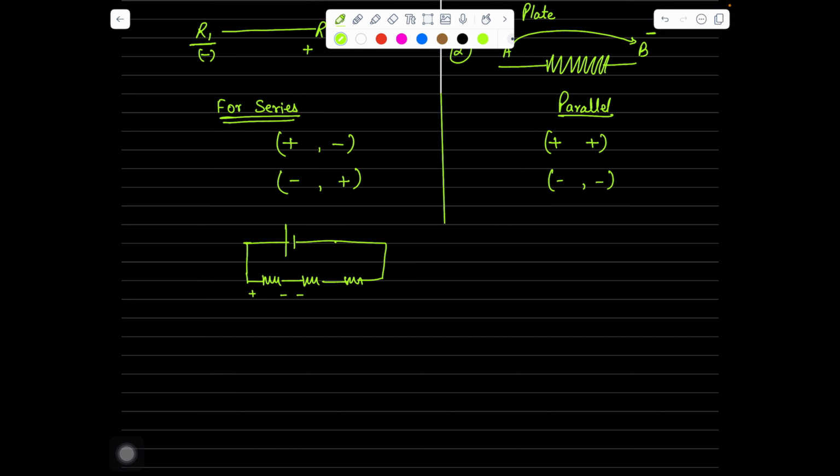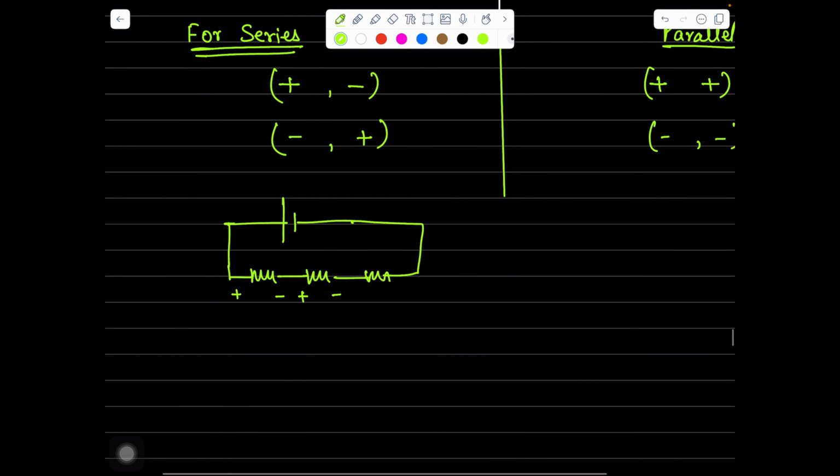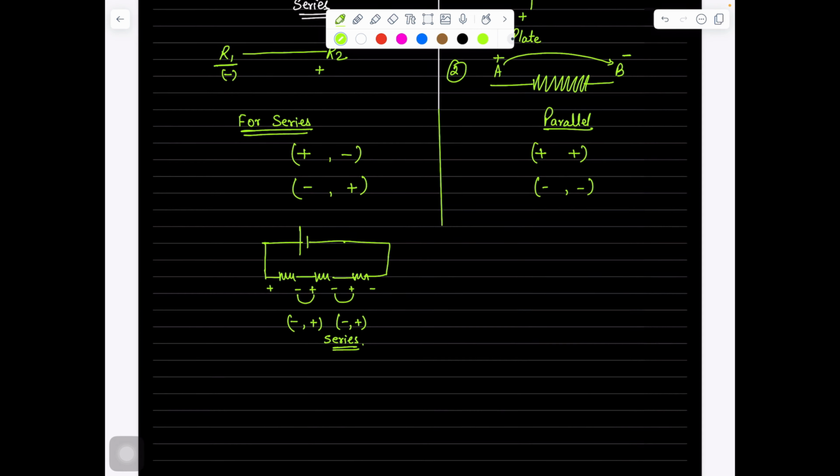Plus, minus. Make it big. Plus, minus. So how are they connecting to each other? Negative with positive, negative with positive. Are they connecting like that? Yes or no? How are they connecting? Negative with positive. It means they are connected in series. Clear?